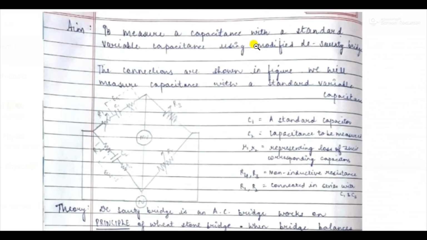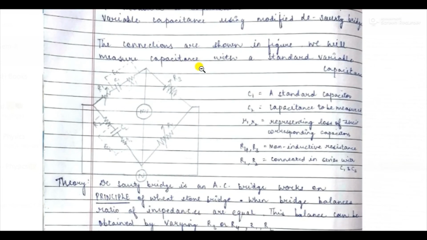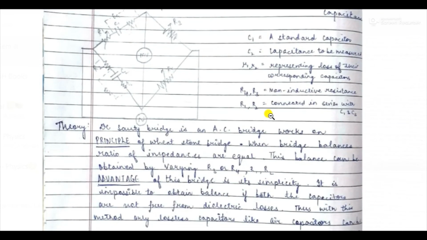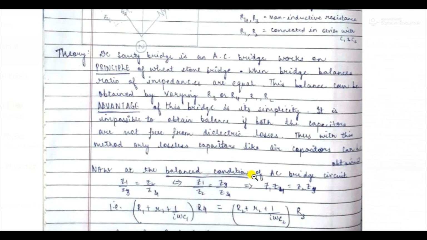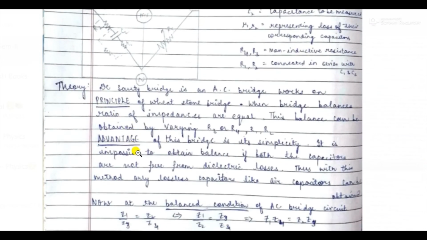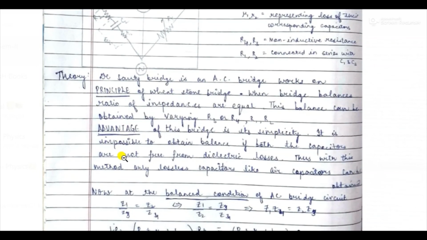So this is what we have discussed earlier. This is how you will write in your practical file. Aim: to measure the capacitance with a standard variable capacitance using modified Sauty bridge. Connections are shown in the figure. You will have to draw this and you have to write what these represent. Then in theory you can write the principle. Then what is the advantage? Important. Can be asked in your viva also.